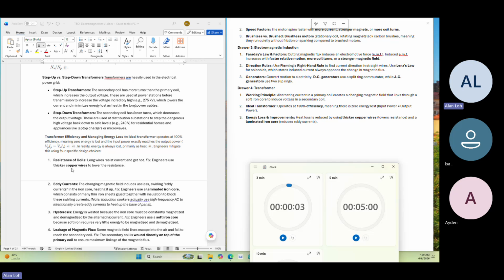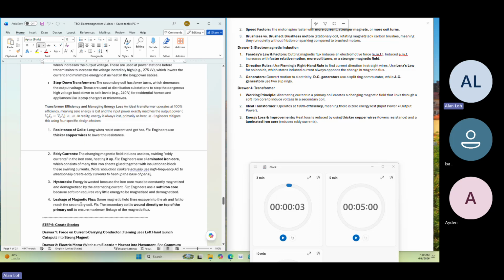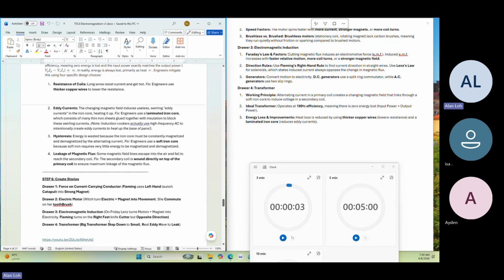Okay. So for this part where you have resistance of coil, eddy current, hysteresis, and leakage of magnetic flux, this is to increase the efficiency of the transformer and to manage the energy loss. So there are 4 key factors. Right, we're going to create a small story for these key factors. For example, later in step 6, which is next here, you have this. Let's focus on this part, the last part of drawer number 4.